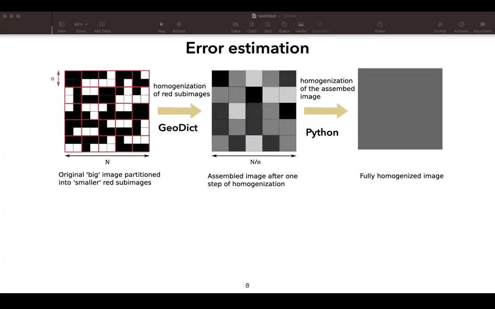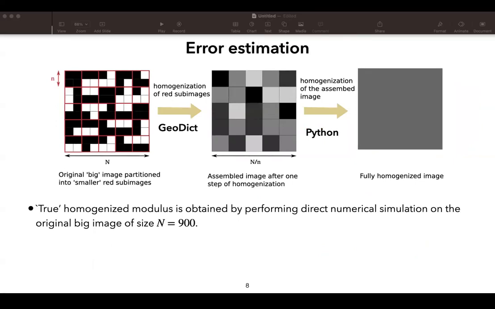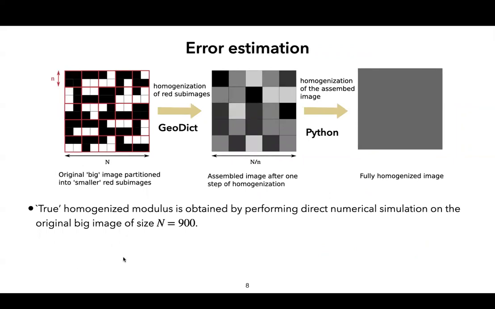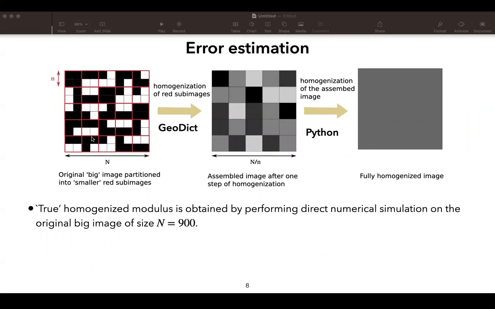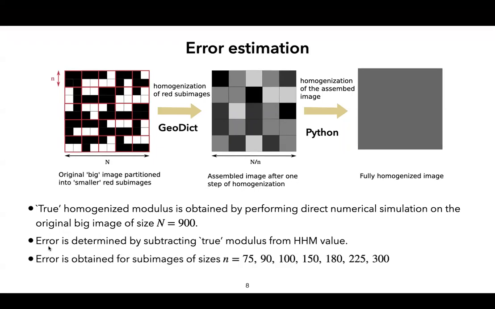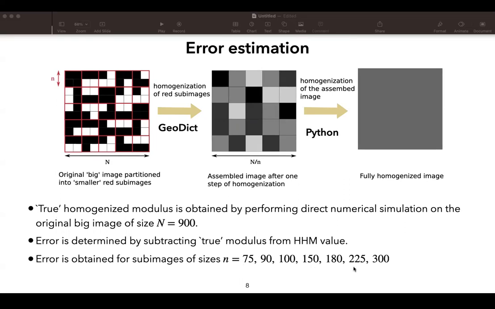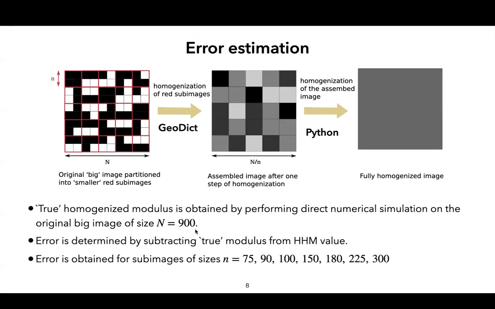So how do we estimate error? For that, we need the true homogenized value, which we obtain by running direct numerical simulation on the original big image of size 900. That is our ground truth, or the true value. Then we perform the hierarchical homogenization method and obtain the value. We subtract the true value from the HHM value to obtain the error. And we study the variation of error as a function of the sub-image size n, which varies from 75 to 300. The big image is of size 900.